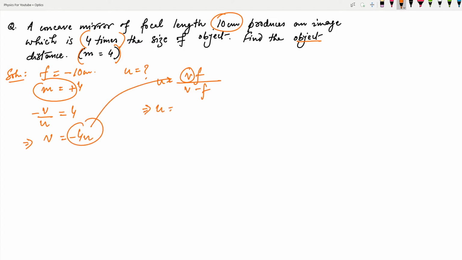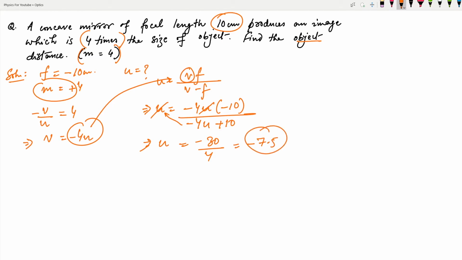So we can say that u is equal to f times v, that is minus 10 times minus 4u, divided by minus 4u plus 10. Minus minus becomes plus. Now if we solve this, with cross multiplication, u will be minus 30 by 4. Therefore 30 divided by 4 is 7.5, so u is minus 7.5 centimeter.